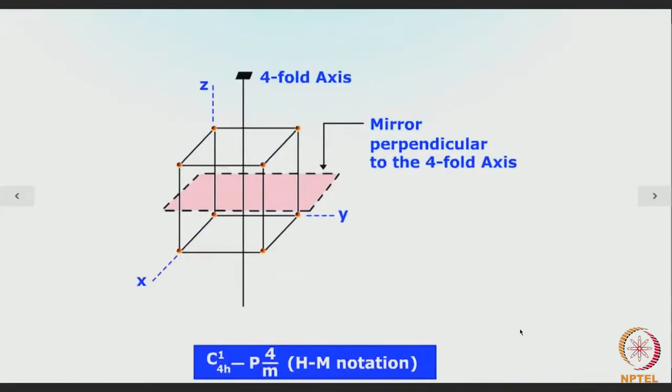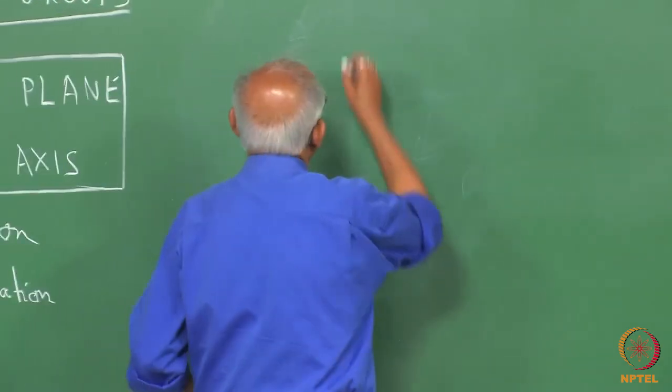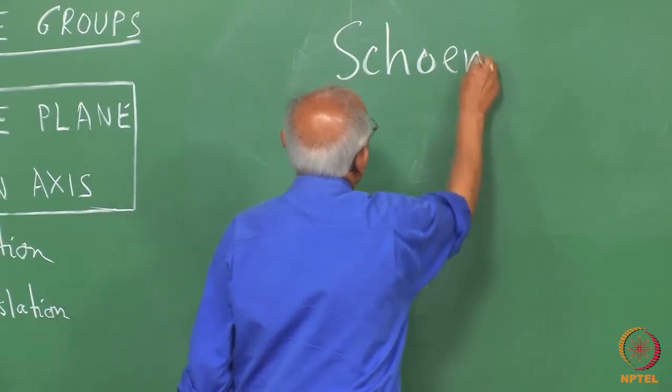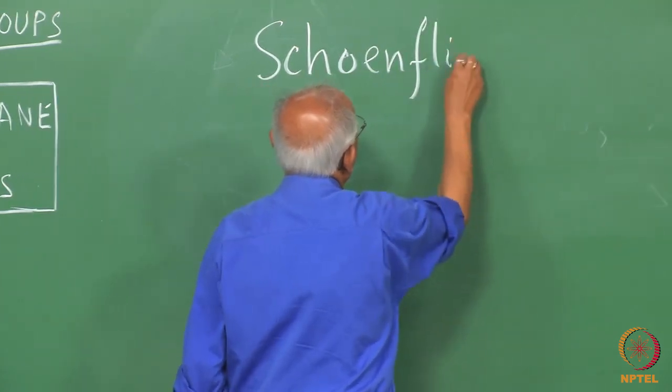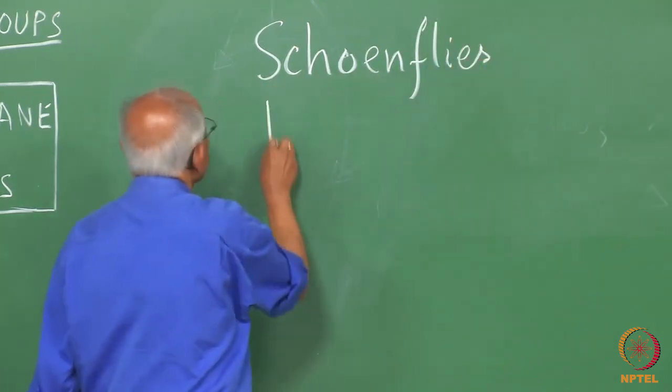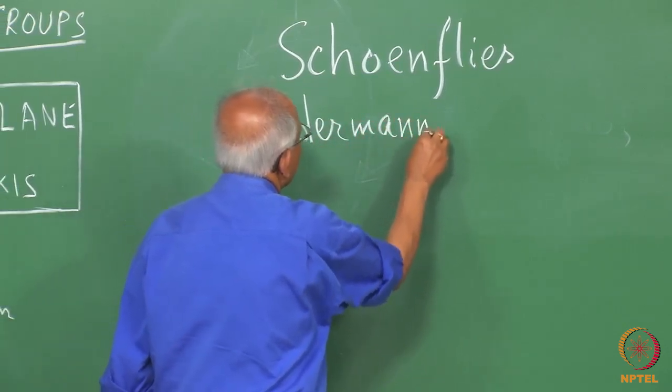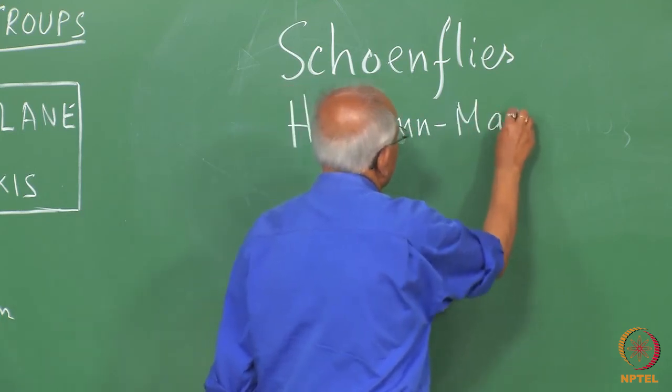So, there are again two ways by which we can name a space group. Just as we remember, a point group could be denoted by the Schoenflies notation or the Hermann-Mauguin or international notation.